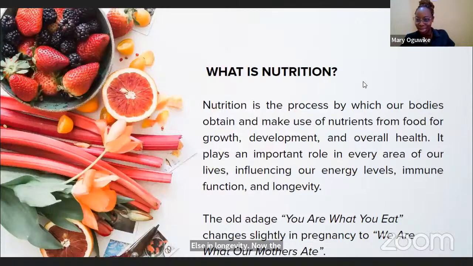Now, the old adage, you are what you eat. How many of us have heard this adage before? You are what you eat. I'm sure most of us, especially the elderly ones, have heard that adage. Thank you very much. Now, this changes slightly in pregnancy to we are what our mothers ate. And why is that? We'll see that in the next slide.